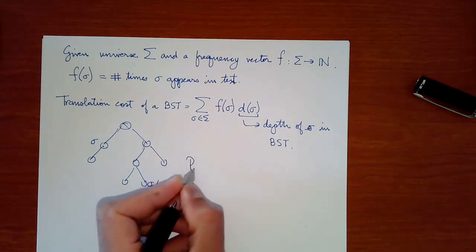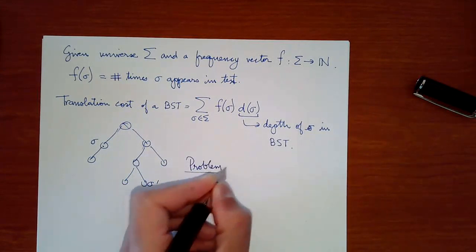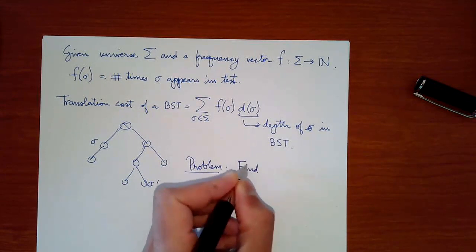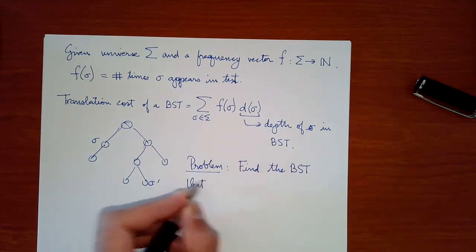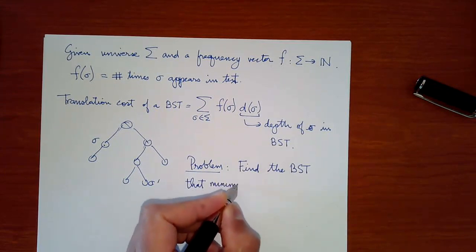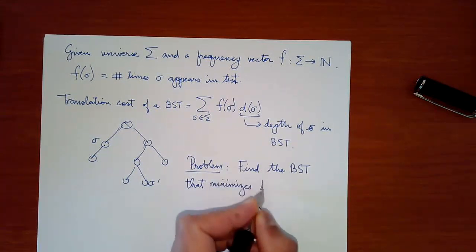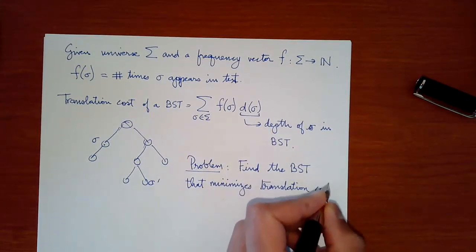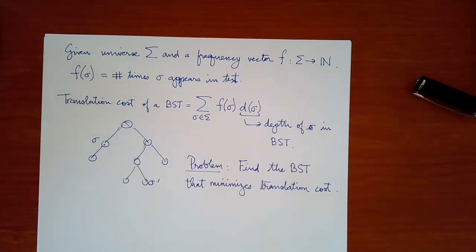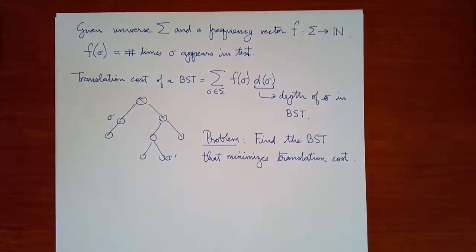And so the problem is: find the BST that minimizes the translation cost. It's a pretty fundamental problem on binary search trees and algorithms. Does the question make sense? Any questions about the question?